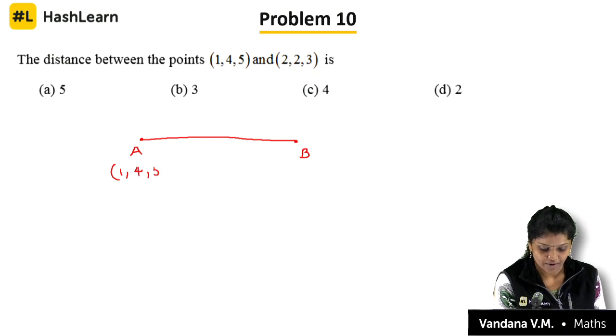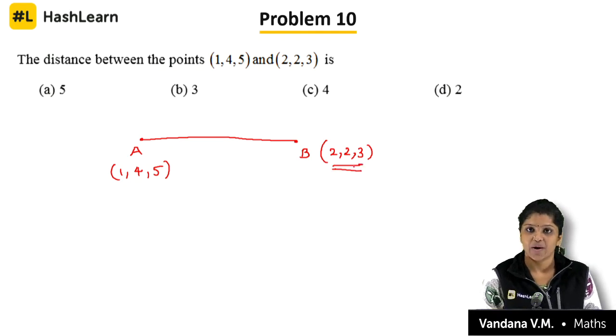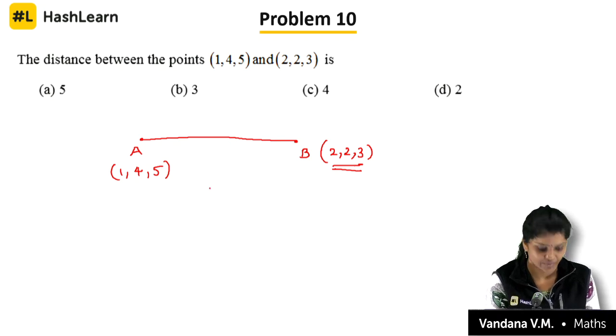1, 4, 5 is one point. The other point is 2, 2, 3. So, I understood this. These are the points in 3-dimensional geometry. I have to find the distance between them.